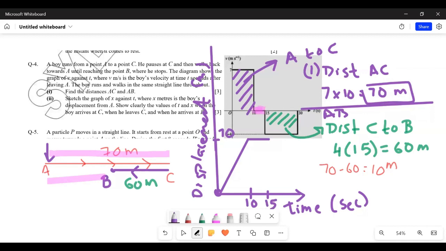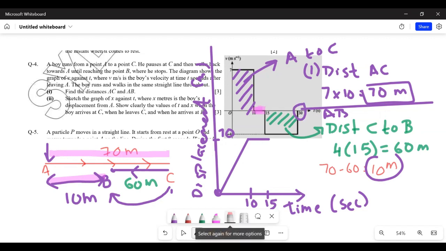And then as the boy goes from A to B, the displacement starts to decrease. Displacement is the shortest distance from the point where the boy is to the starting point, which is A. So as he starts going back from C to B, the displacement starts to decrease and then it finally reaches 10 meters, because remember this distance was 10 meters.